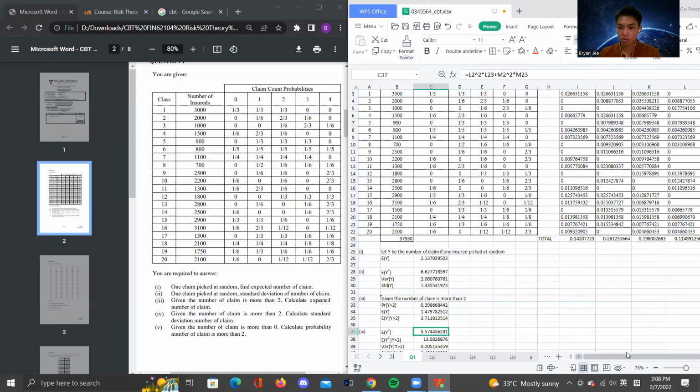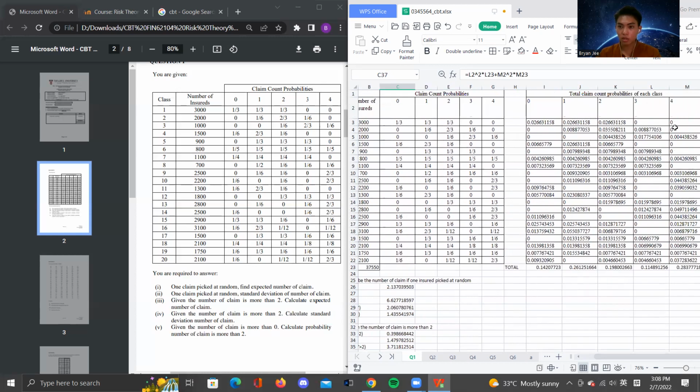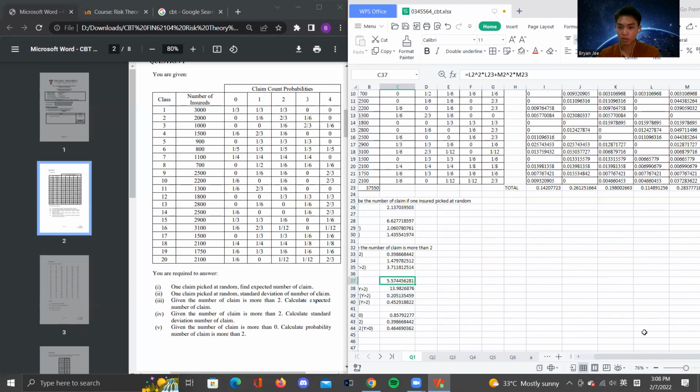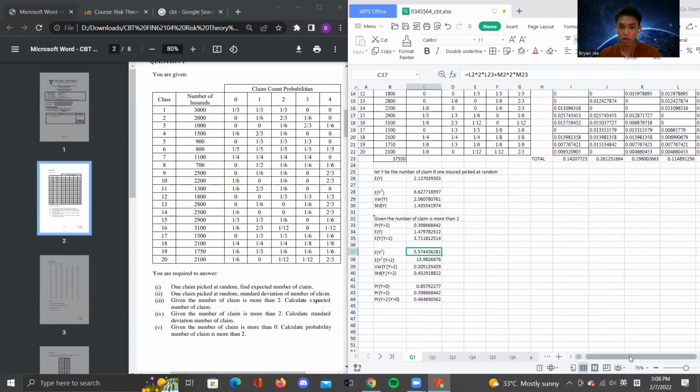So E[Y²] follows the same logic. But now the difference is that our 3 we have to raise to the power of 2 and the 4 also to the power of 2, and then times the probability back. And then we just sum it up and we get this. Okay, and then we divide this by the probability that Y is greater than 2. Okay, you can see the formula, and then we can just get the number 13.9826.